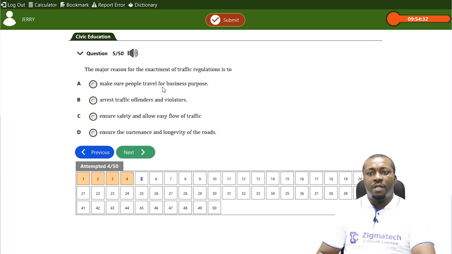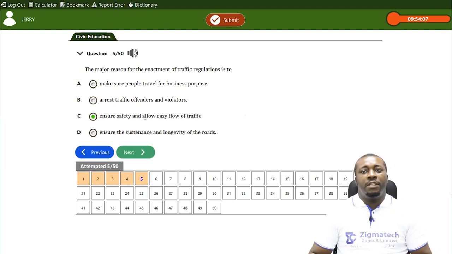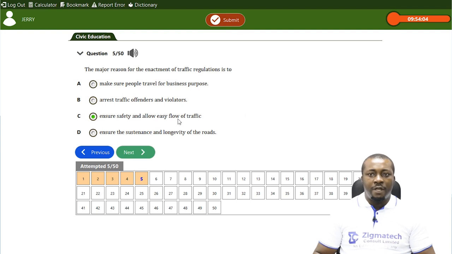Now, it says, make sure people travel for business purpose. It's not in our definition. B, arrest traffic offenders or violators. It's a means to achieve that aim. C, ensure safety and allow smooth flow of traffic. This is in our definition of traffic regulation. It can be, ensure the sustenance and longevity of roads. No, it's about ensuring safety and allowing easy flow of traffic. So C is the answer.